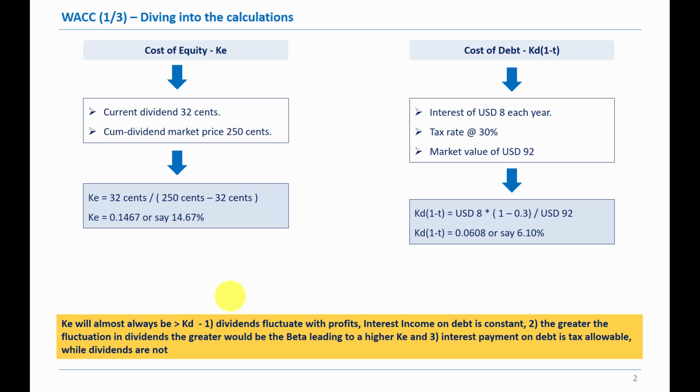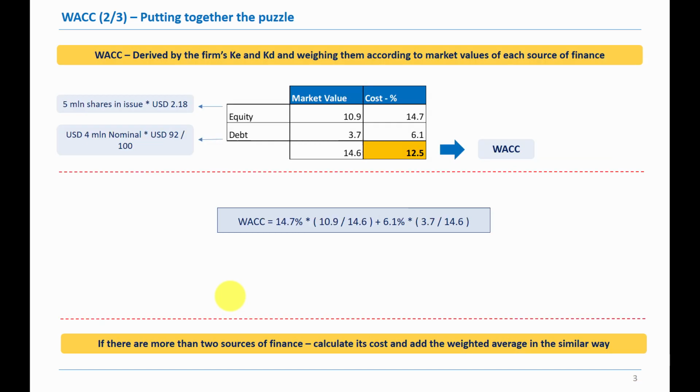Why? Because interest income on debt is constant. You know you're going to be getting 8% each year. But if XYZ company paid 5 rupees last year, are they still going to pay 5 rupees this year? No, we do not know. However, interest payments on your debt are almost always guaranteed. The second element is that interest payments are tax allowable deductions. We discussed this in part 2. It reduces your tax burden. So that is one other reason why KE is almost always going to be greater than KD, because interest payments on debt are tax allowable while dividends are not. All right, let's put together the puzzle.